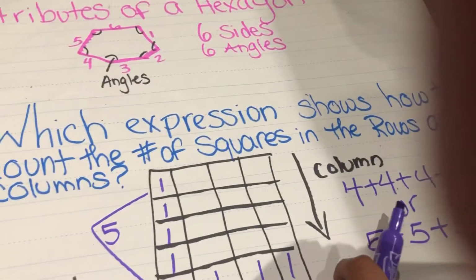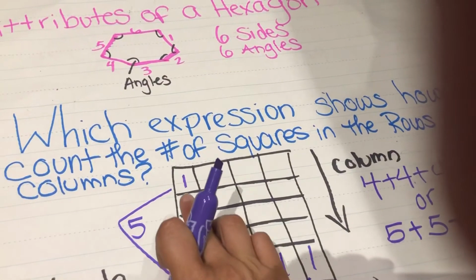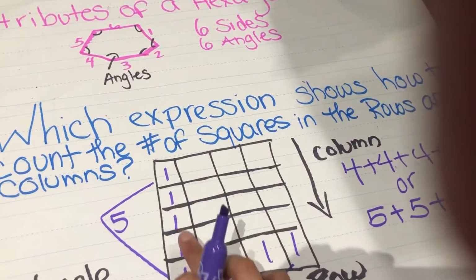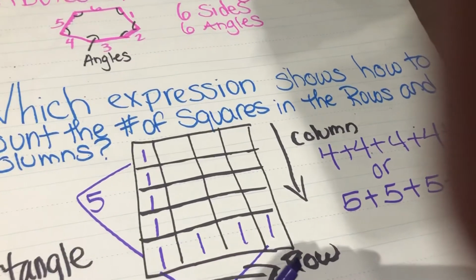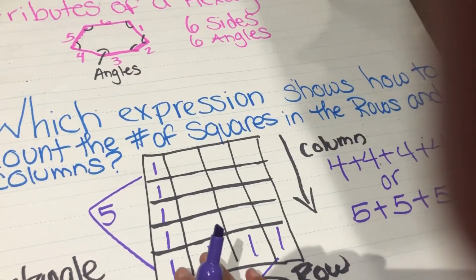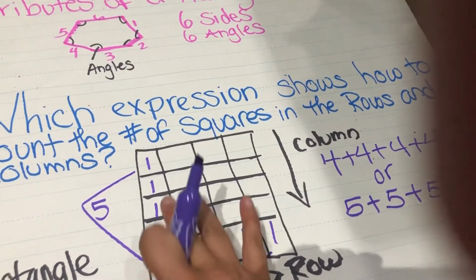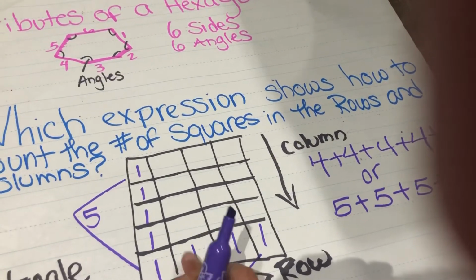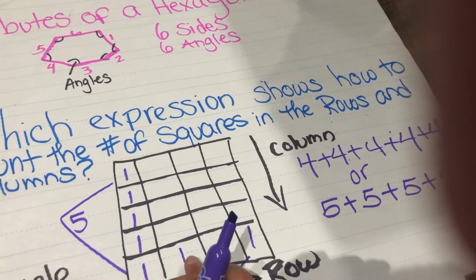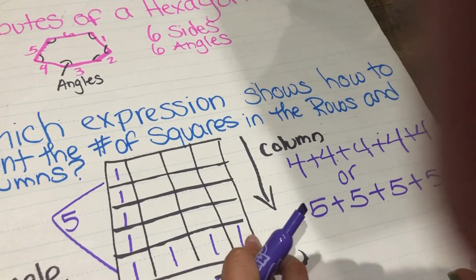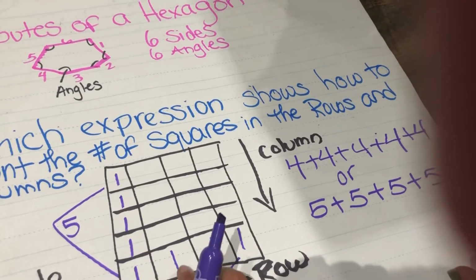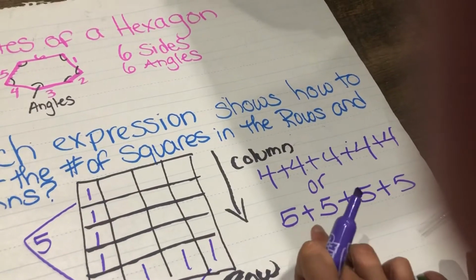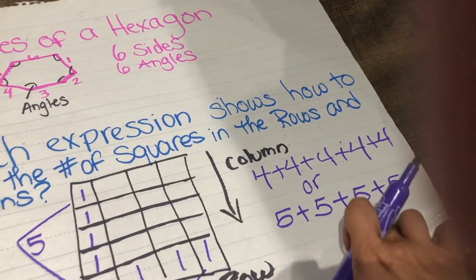I could also know that there are 5 rows. 1, 2, 3, 4, 5. 5 rows. So I could count 5 in a row. So I could count 5, 10, 15, 20. 5 plus 5 plus 5 plus 5.